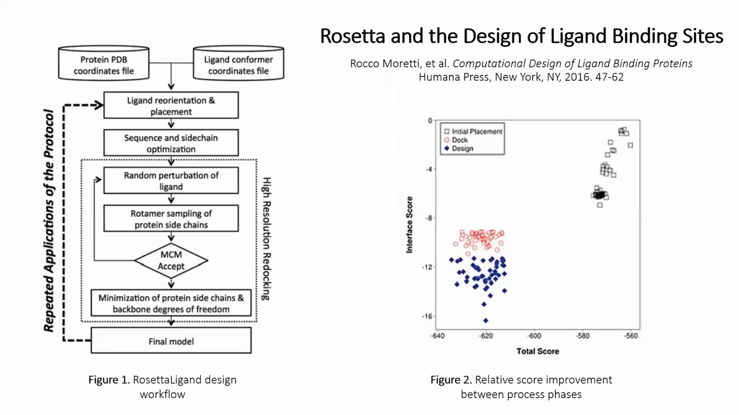Rosetta and the Design of Ligand Binding Sites is a chapter from Computational Design of Ligand Binding Proteins that goes over Rocco Moretti and others' workflow for ligand docking.